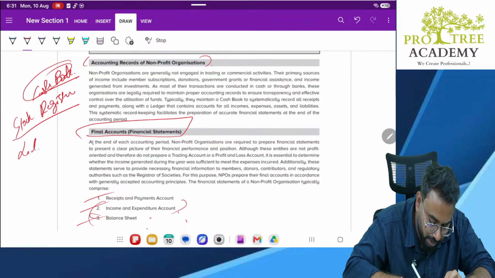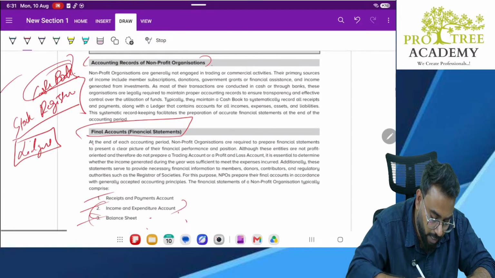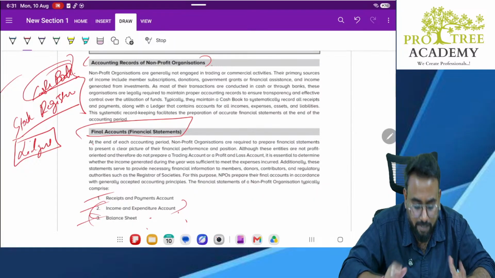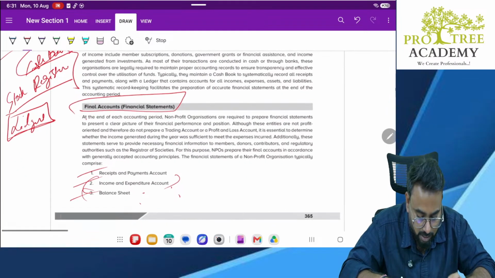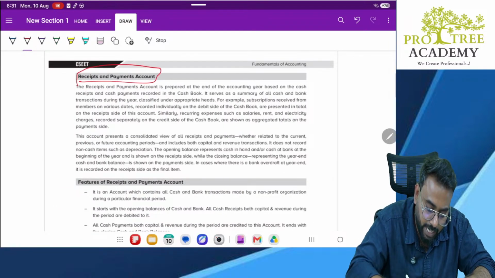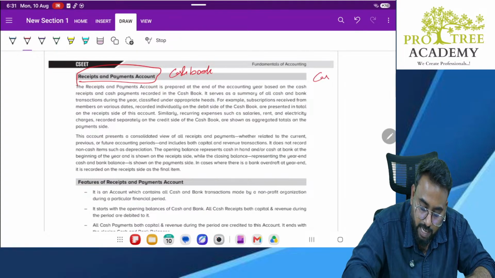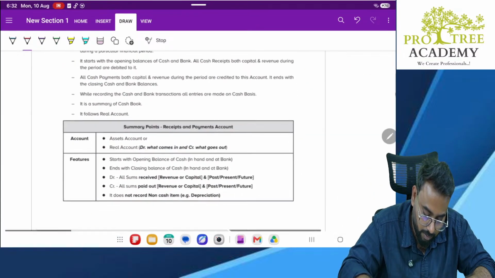They can maintain the ledgers also, but these are the two most primary things. Apart from this, rest everything is as usual. They can maintain ledgers. They can maintain journals. Okay. Receipts and payments account is nothing but cash book. I have told you cash book acts as journal also, as ledger also, as receipts and payments also. Clear?